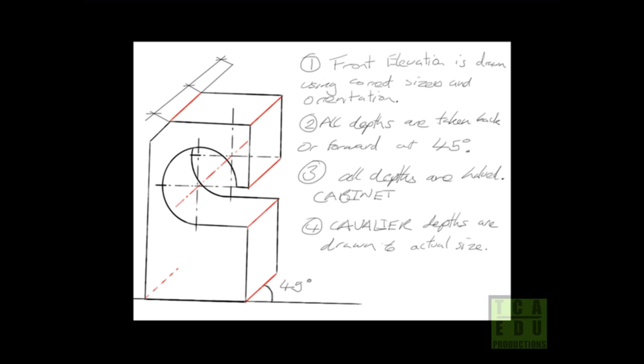Now, this is not the case when drawing cavalier drawings, as their depths are drawn to actual size. So, just to recap on that, if this was actual size here, the full of those two dimensions, cabinet drawing size, as is shown in this drawing, would be this size here, and then cavalier size would be the full size. Again, cabinet size drawing is the one that we will use most often.